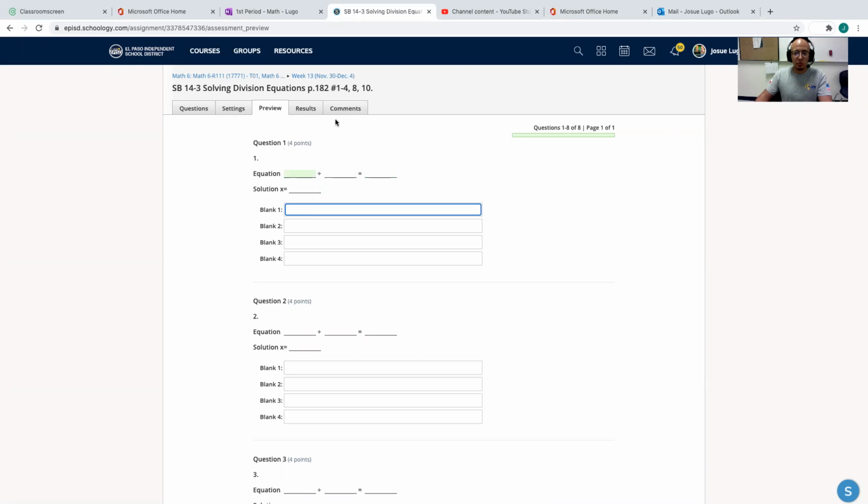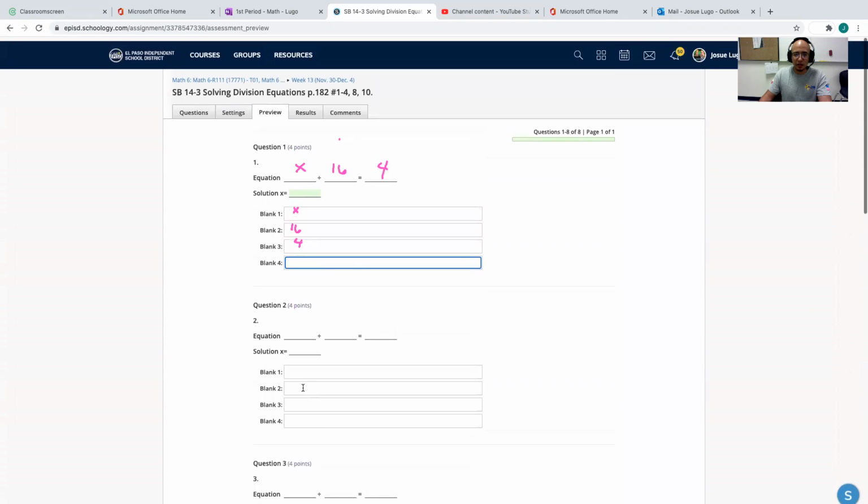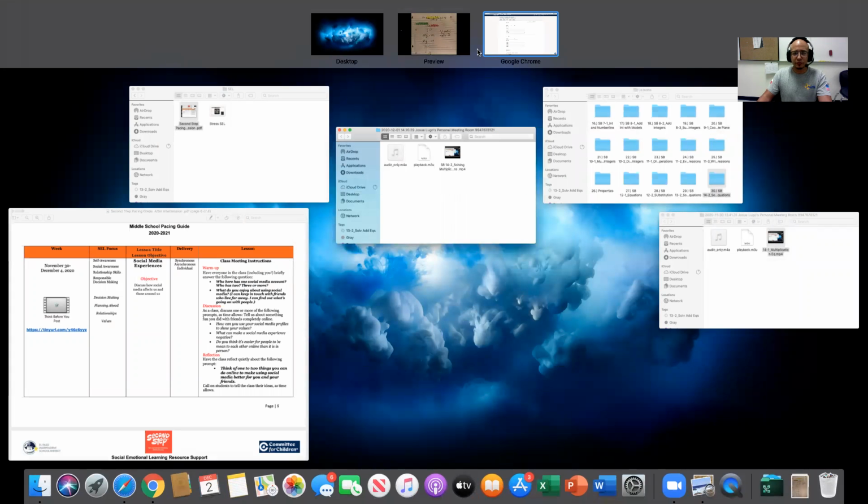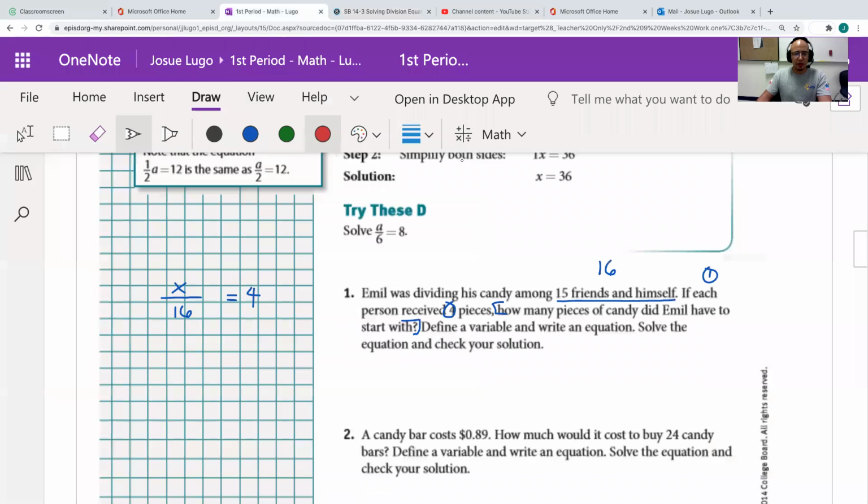So here, we would want it to be x divided by the 16 is equal to 4, right? And so in blank 1 would be x, blank 2 would be 16, and blank 3 would be 4. So x, 16, and 4, and then blank 4 is going to be the actual solution. You're going to do the same thing for question 2, 3, and 4 as well. All right, so that's why it's important to have that equation. All right, so let's go back to the problem.